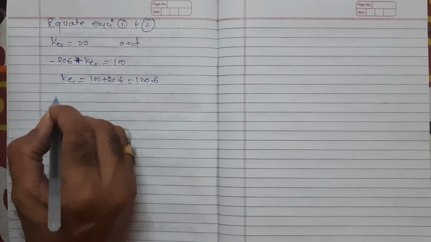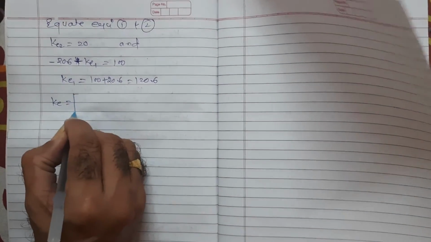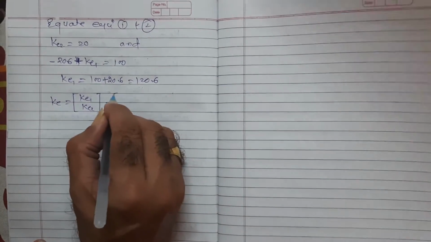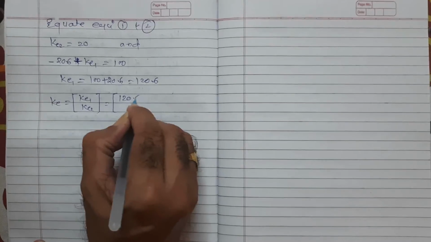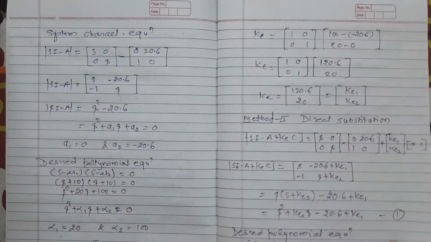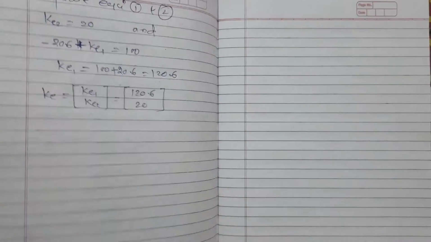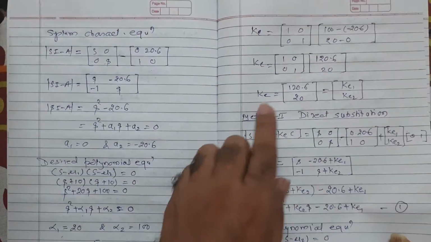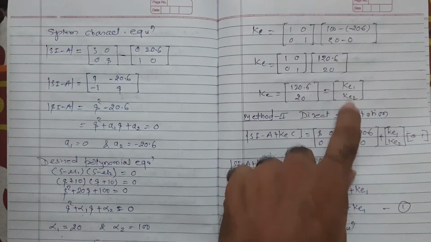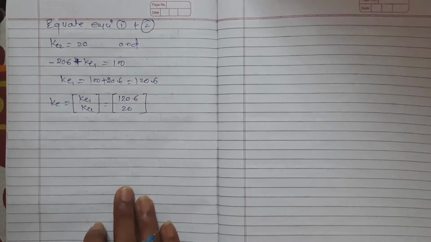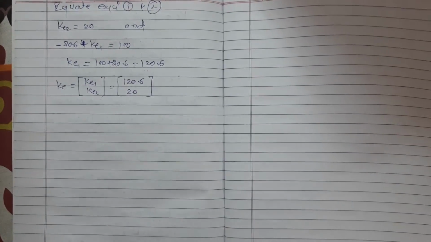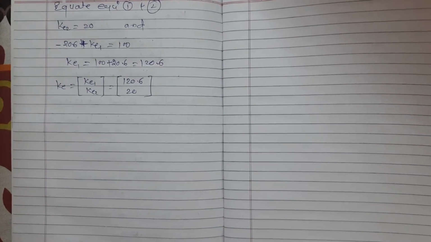So Ke, that is Ke1 and Ke2, is Ke1 equals 120.6 and Ke2 equals 20. See this equation and this equation: 120.6 and 20, this is Ke1 and Ke2. It is coming the same by the second method. Now we will see the last and the third method, that is by Ackermann's formula.